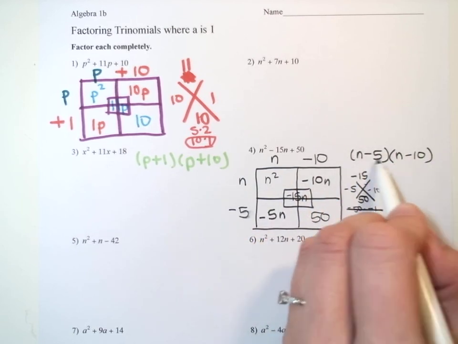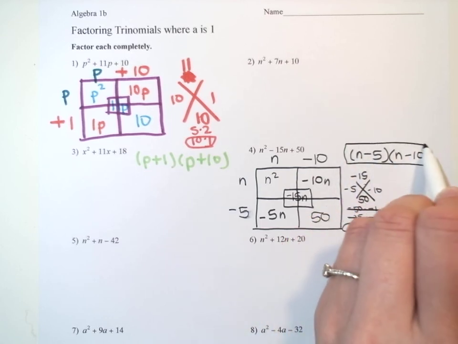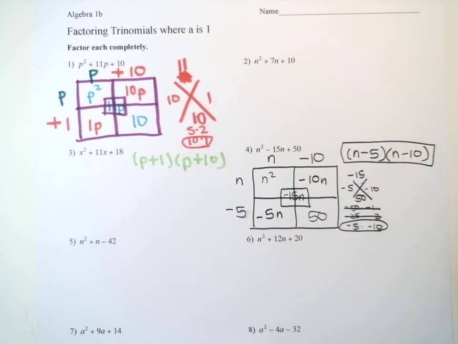And again, the order doesn't matter. You could write n minus 10 times n minus 5. Doesn't matter. Okay, go ahead and work on your assignment.